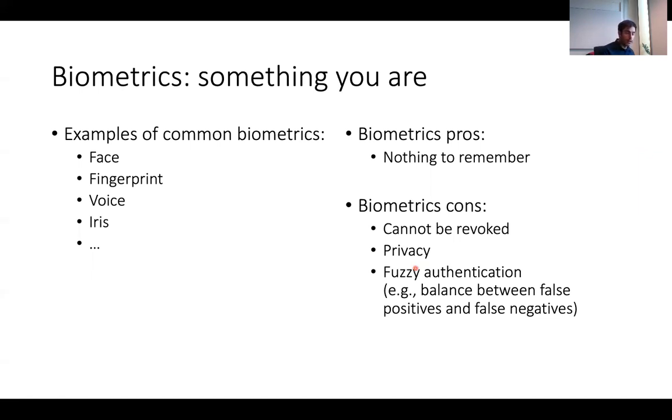Okay, so the final thing we wanted to talk about today is biometrics. Biometrics are something that you are, as opposed to a password, which is something you know, and hardware, which is something you have. Examples of common biometrics are your face, your fingerprint, your voice, your iris, and many other things. These days, I think most of you are used to using face or fingerprint to unlock your phone. The main advantage of biometrics is that there is nothing you need to remember. They're also very convenient, because typing a long password is much more cumbersome for the user than simply looking at your phone or putting your finger on it.